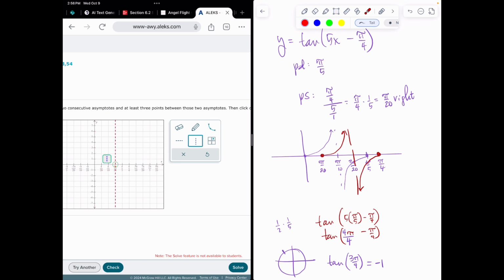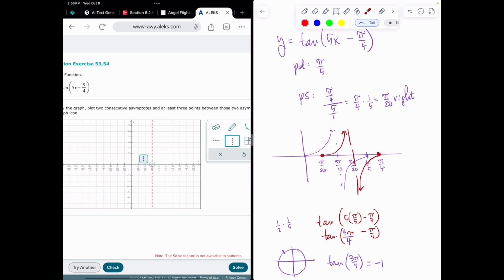All right, and then notice that our period is pi over 5, and on your Aleks graph, you'll notice that pi over 5 is worth 4 blocks on the grid. And so all I have to do is either go right or left 4 blocks to get another asymptote there. All right, so now I've got my 2 asymptotes. And then the other thing is it says to plot 3 coordinates. So I'm going to change to my pencil. My x-intercept is at pi over 20.